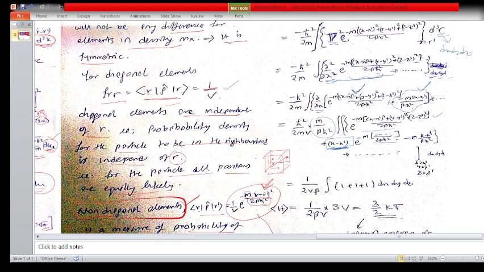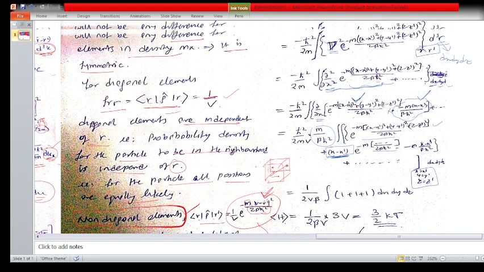When you consider this total integral at x equal to x dash, y equal to y dash, z equal to z dash, because we are considering this at r equal to r dash, r equal to r dash means it is the diagonal elements. So x equal to x dash, y equal to y dash, z equal to z dash. If you substitute, all the terms x minus x dash, y minus y dash, z minus z dash will become 0. Then only the exponential term remains.